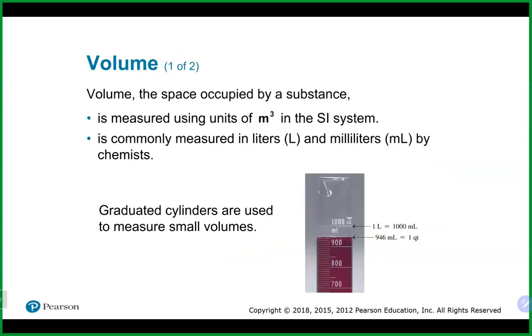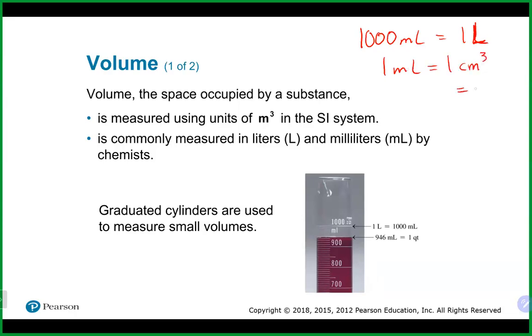So speaking of volume, the SI unit is meters cubed. As I mentioned before, a very common conversion is that 1,000 milliliters is 1 liter. So those are two very common units that are used for volumes. 1,000 milliliters is equal to 1 liter. As we just saw there, 1 milliliter is the same as 1 cubic centimeter.